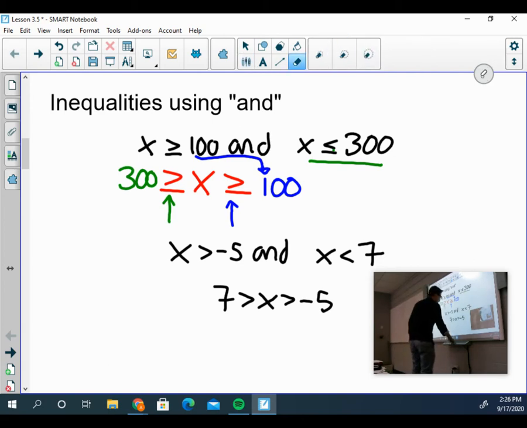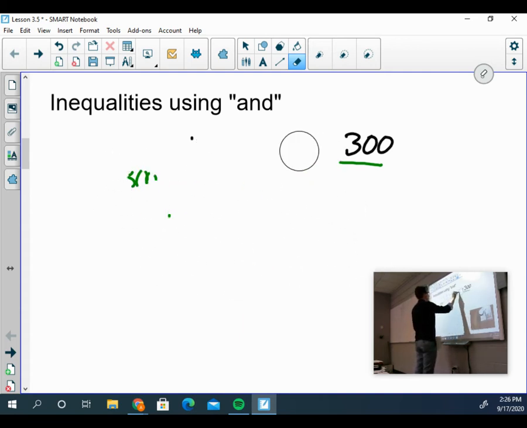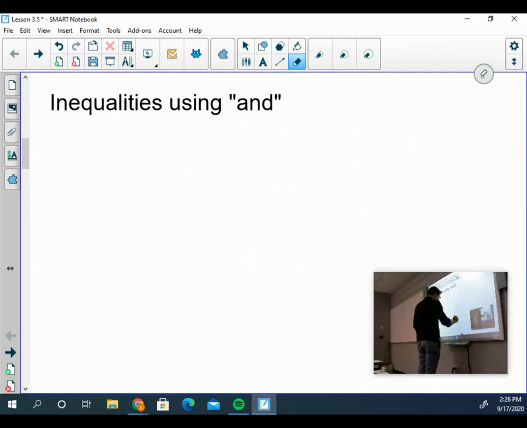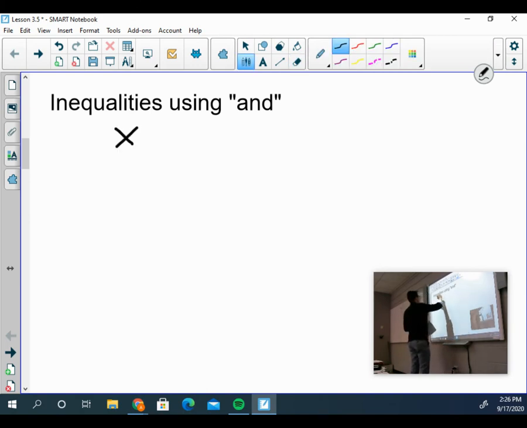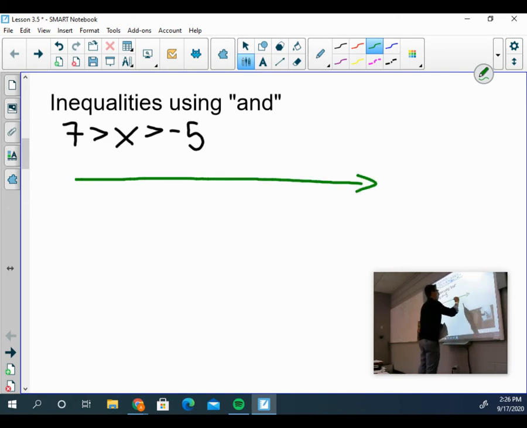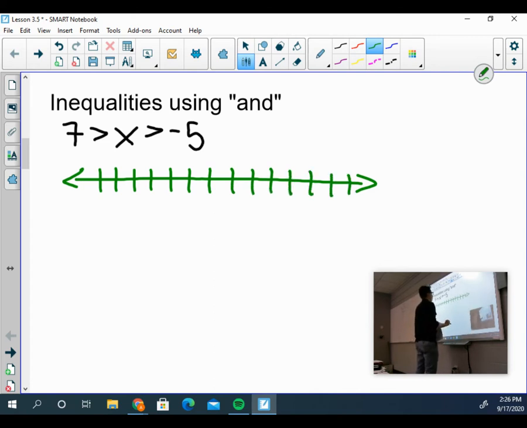What would this look like on the number line? Well, let me show you. So we've got our two inequalities here. I'll erase them temporarily, but I'll rewrite them up here. Let's continue with that example. X is less than 7, but is greater than -5. What would that look like on the number line? Well, if I draw a number line out here, and let's say I start at 8, 7, 6, 5.